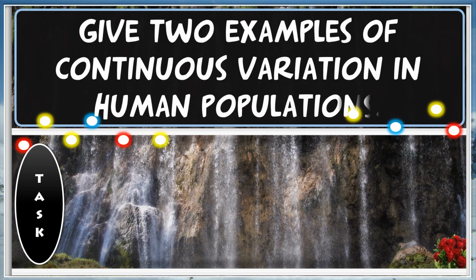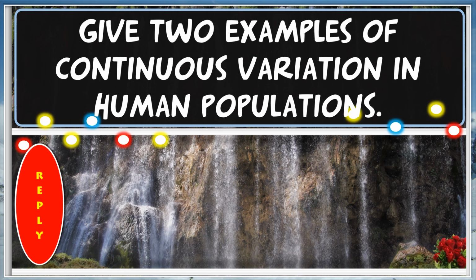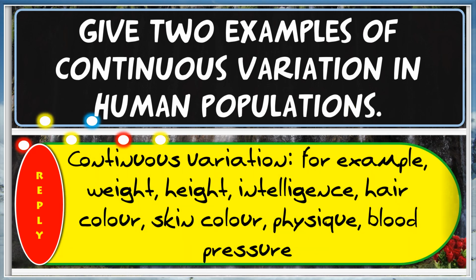Give 2 examples of continuous variation in human populations. Continuous variation, for example, weight, height, intelligence, hair color, skin color, physique, blood pressure.